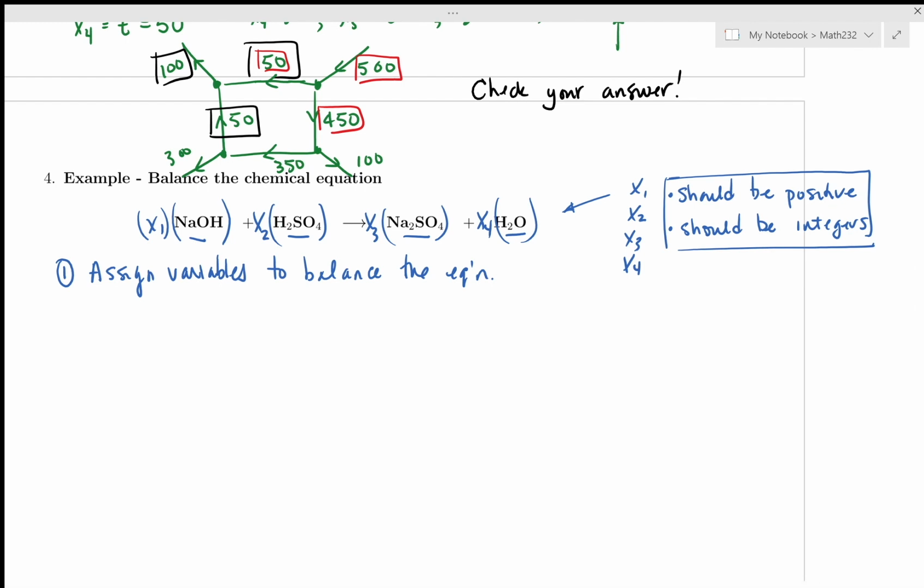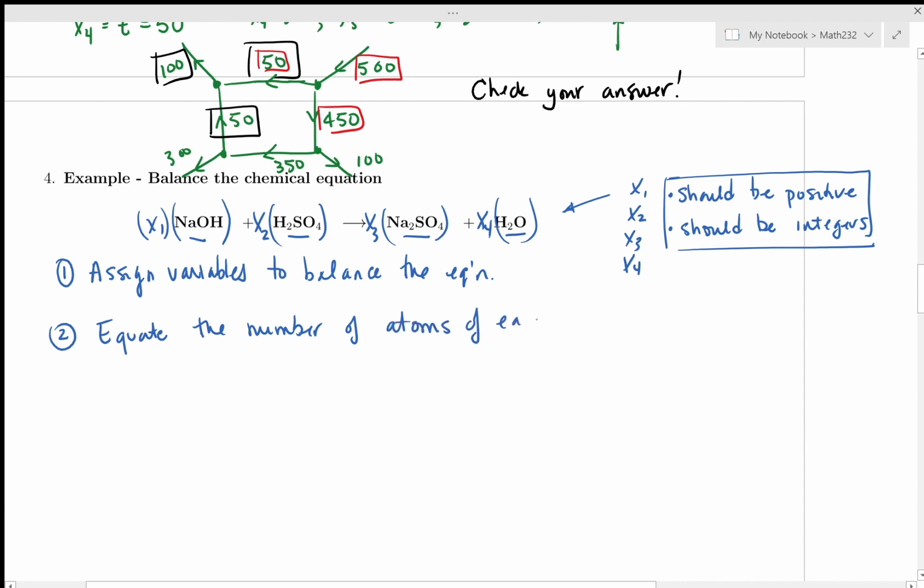Okay, so now we've assigned the variables to balance the equation. The next step is going to be to equate the number of atoms of each type on the two sides. Okay, so I'll just start with hydrogen. It doesn't matter which order you do them in.